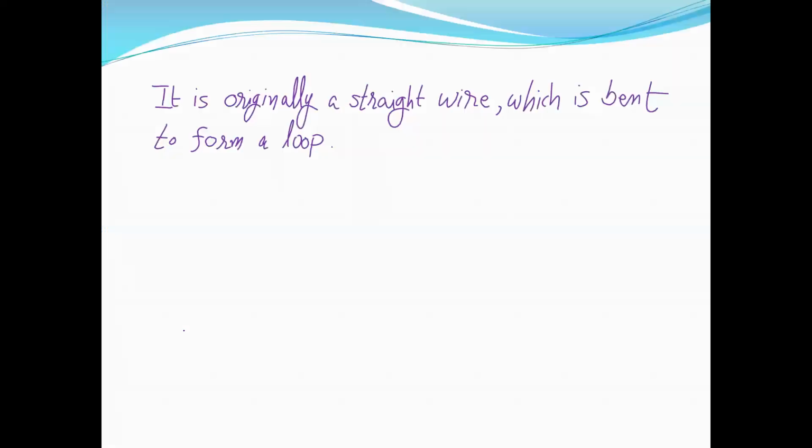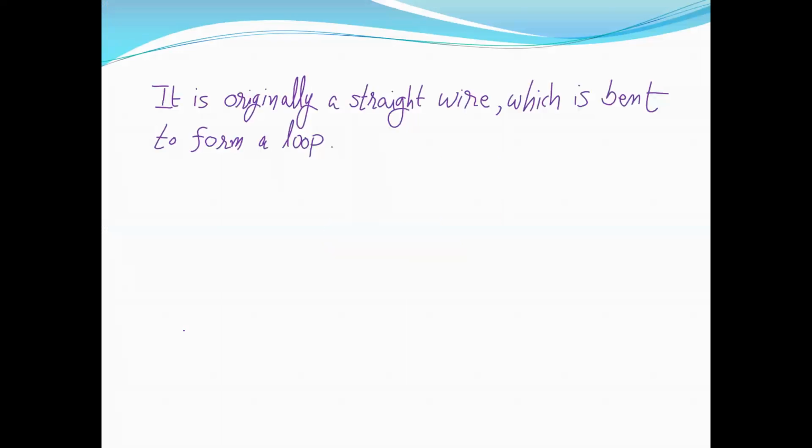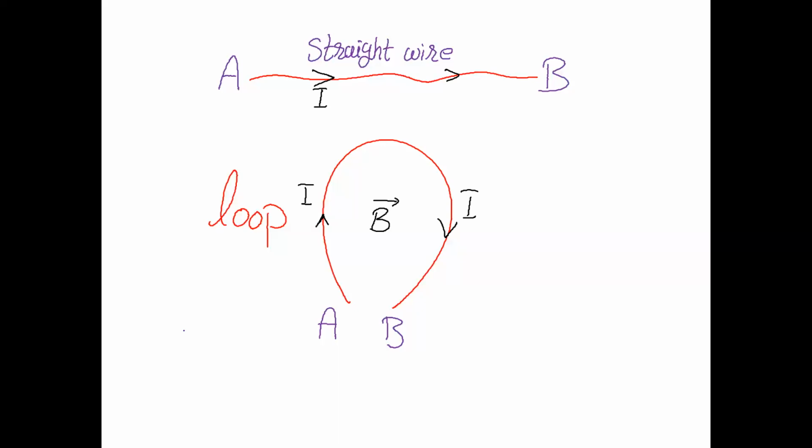So let's start from the start. What is a circular coil? Circular coil is basically a straight wire which is bent to form a loop. This is the loop.